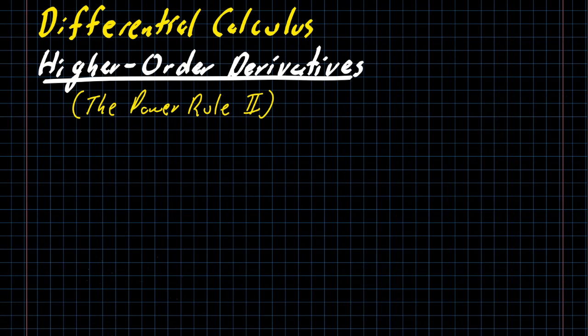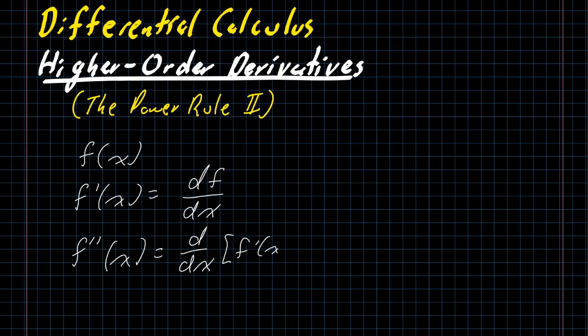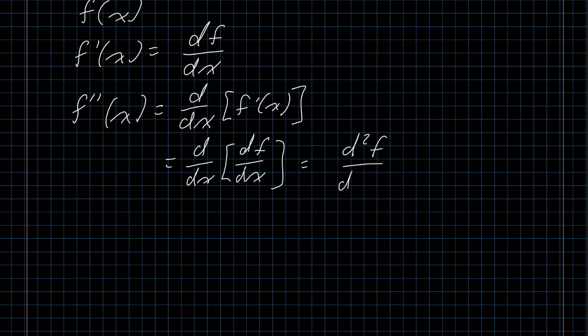The idea of a higher order derivative is kind of what it sounds like. If we have a function f of x, we have its derivative, f prime of x, which is df dx. Well, what if we decided to start analyzing this function and we took the derivative of that? That would be f double prime of x, which is the derivative of f prime of x. F prime of x itself is df dx. And because you have all of these dx's going on, a common notation for this is d squared f over dx squared.